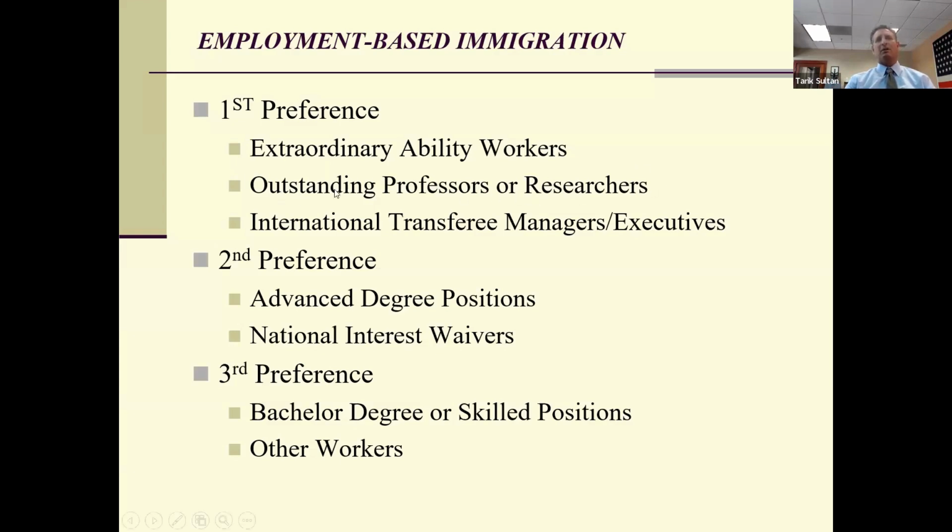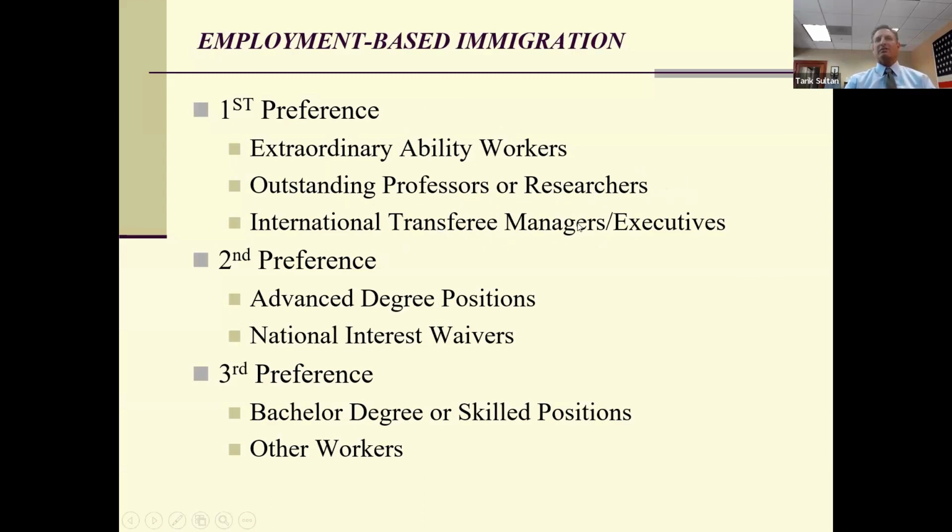Also in first preference are outstanding professors or researchers. I do a ton of these for the University of Arizona. Most of their professors are outstanding, and so this is the category I normally seek their green cards through. Again, very similar type of criteria to the extraordinary ability, but it's not quite as high a standard. They do have to be very well published and so forth.